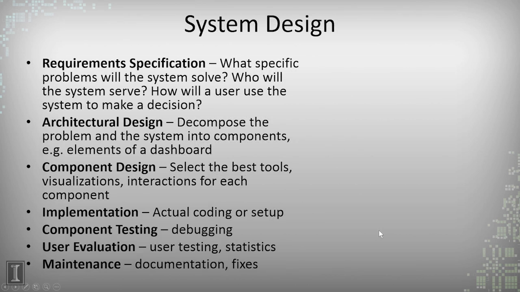So we'll follow some standard sequences of forming a system design. Designing a visualization system is similar to designing a software system or other systems in general. We start with a basic requirements specification, and that's basically going to try to figure out what specific problems the system is going to solve, who's the system going to serve, and how will that person be able to make a decision based on your visualization system.